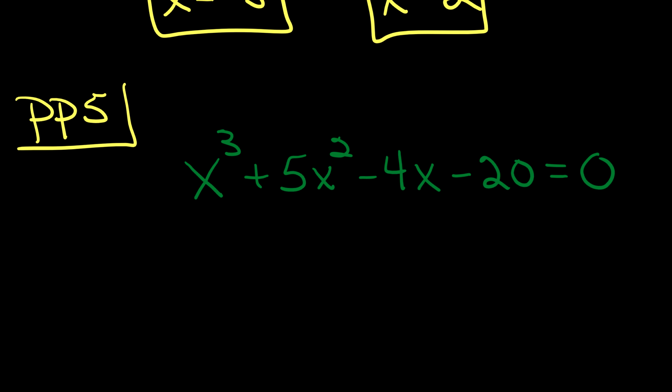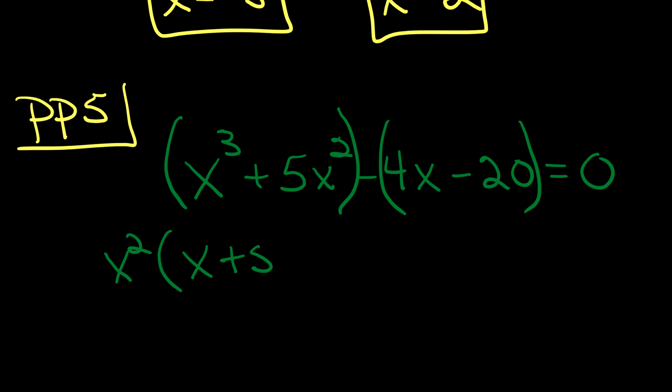All right, people. This problem here, I've got a 4-term polynomial. 1, 2, 3, 4. So I'm going to start it by grouping them. And if I see anything faltering or it doesn't work, then I'm going to look for something else. But right now, I'm going to just factor each of these. So the left side, I can take out an x squared. And what's left is x plus 5.